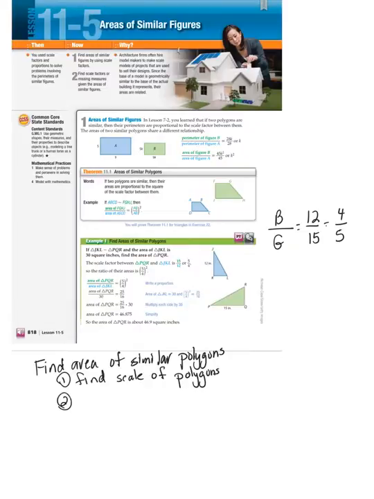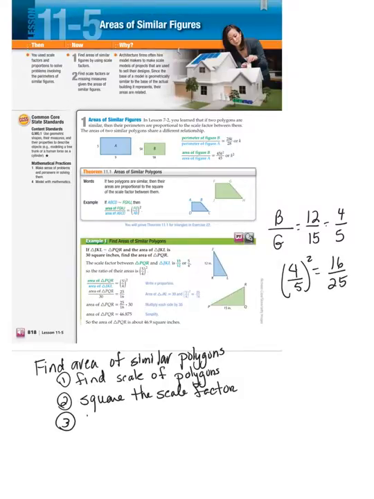Then secondly, I'm going to square the scale factor that I just found, because area is in square units. So I take my scale factor and I square it. Now this new scale factor is the scale factor for the areas. So now I can compare areas. So still blue to green. Comparing areas at 16 to 25.